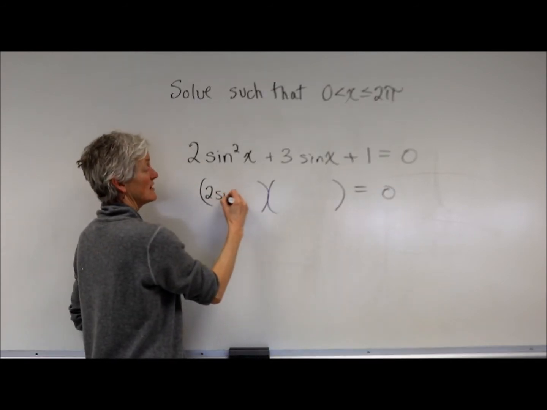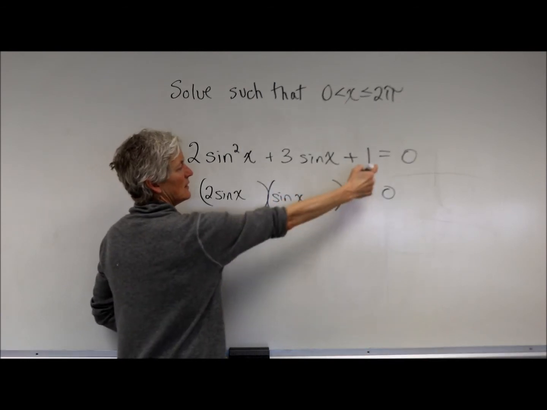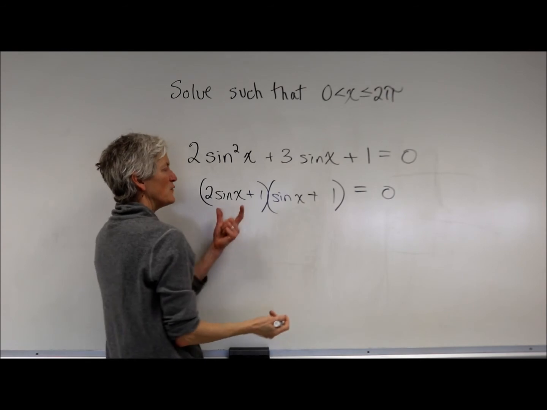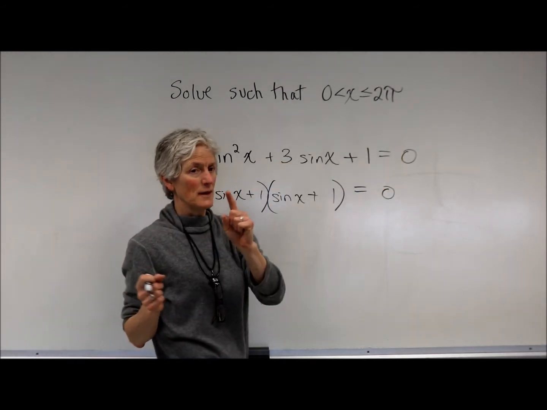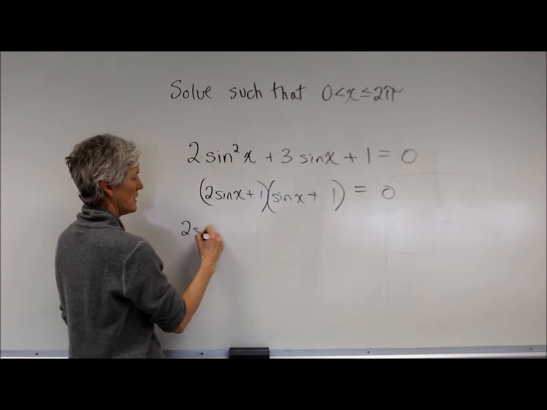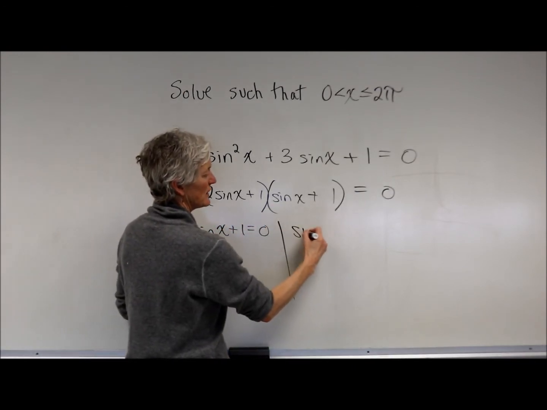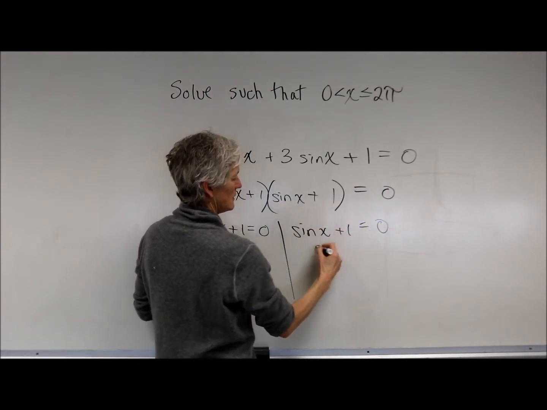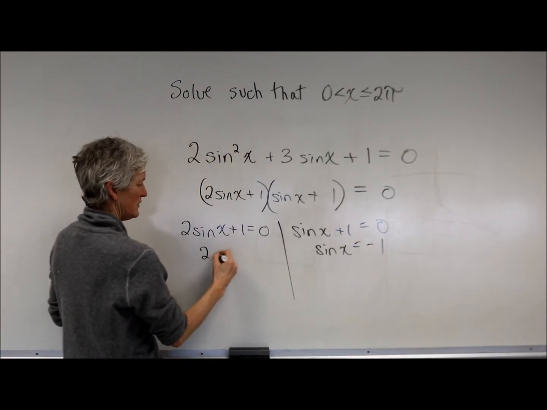So this is going to be 2 sine of x times the sine of x. Factors of 1, 1 and 1, plus and plus. Of course, when you have two things multiplied to equal 0, that means one of them or both of them equals 0. That little trick only works when you have 0 over there, of course. It's the cool property of 0.